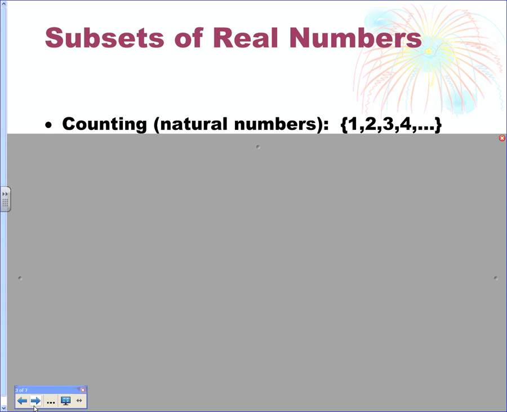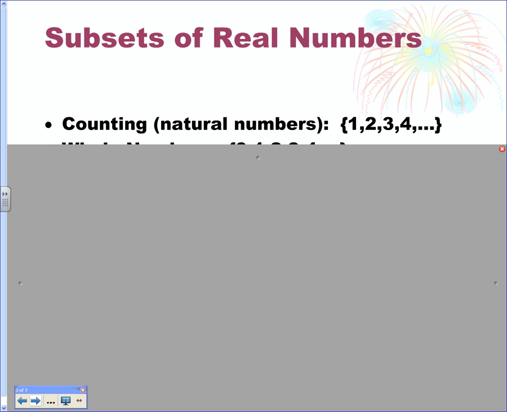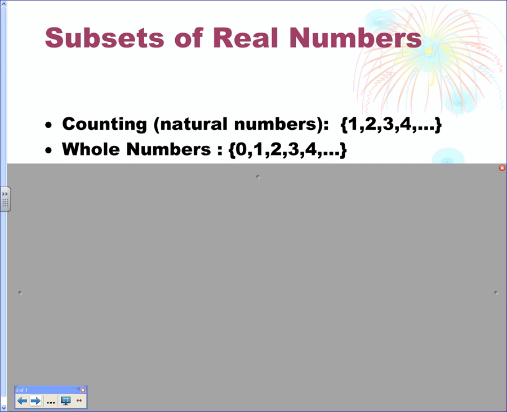All right. So, subsets of your real numbers. Counting numbers. 1, 2, 3, 4, your natural numbers. That's your smallest set. Do you remember what comes next? The next larger set? Whole numbers. What are whole numbers? 0, 1, 2, 3, 4, etc.